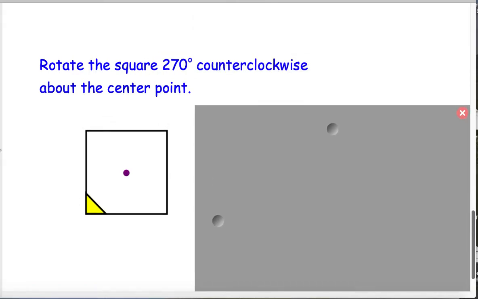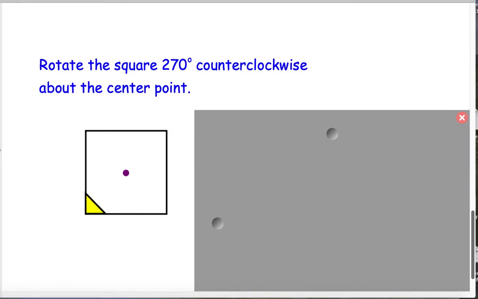Rotate the square 270 degrees counterclockwise. 270, so wait a minute. 90 plus another 90 is 180, plus another 90 is 270. And then plus another 90 would be 360, which means you're right back where you started from. So we want to do 3/4 turns counterclockwise, which is that direction.